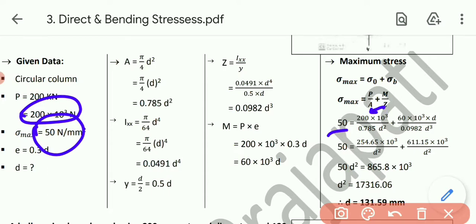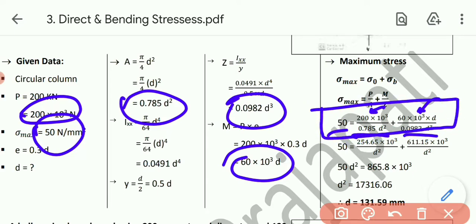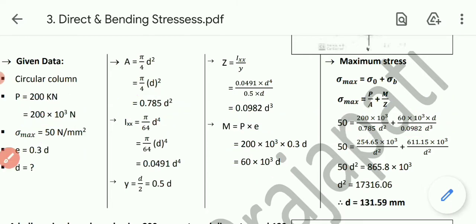A, area, stands for 0.785 d square. Then m, that is 60 into 10 raised to 3d, and z is 0.0982 into d raised to cube. Okay, so we have got all these values. Now in this whole equation only one unknown is there, that is the diameter. So let's solve this one.